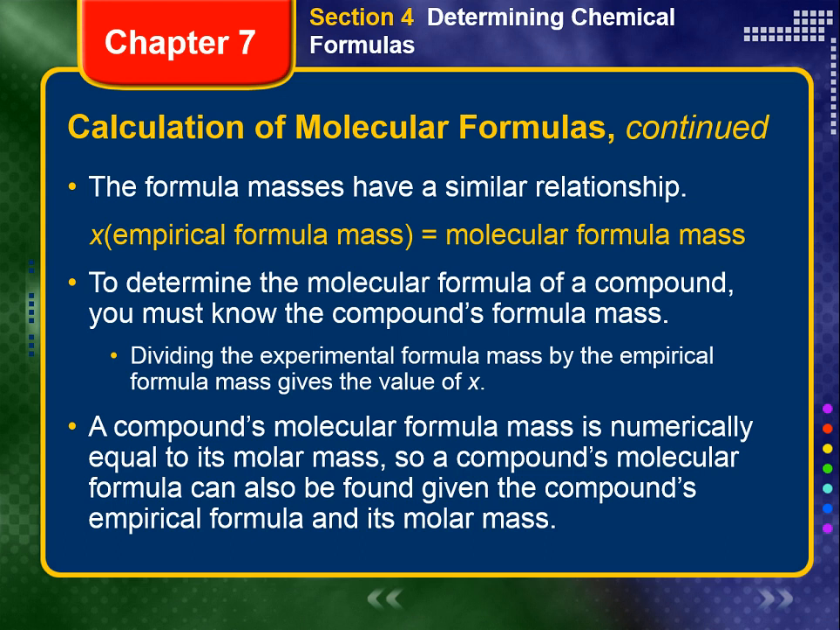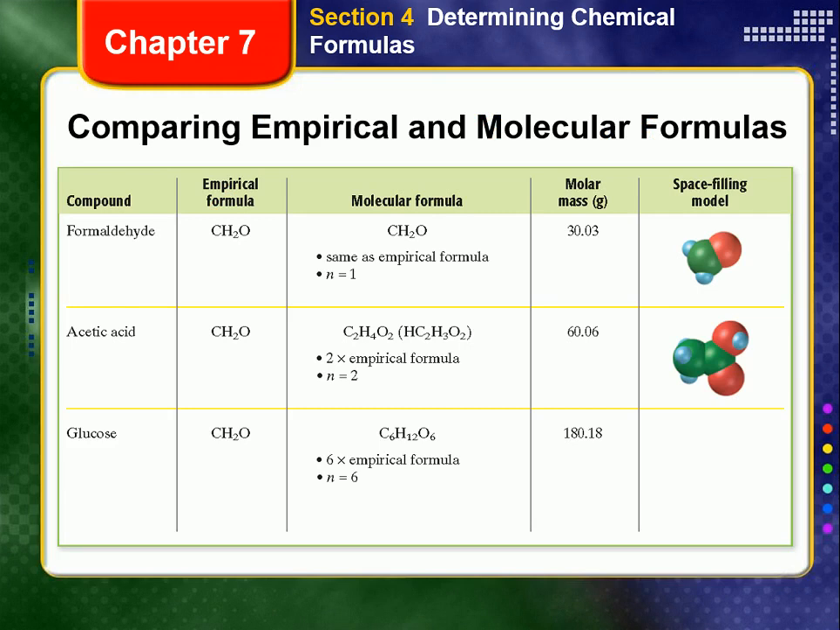To determine the molecular formula of a compound, you must know the compound's formula mass. Recall that a compound's molecular formula mass is numerically equal to its molar mass. So, a compound's molecular formula can also be found given the compound's empirical formula and its molar mass.